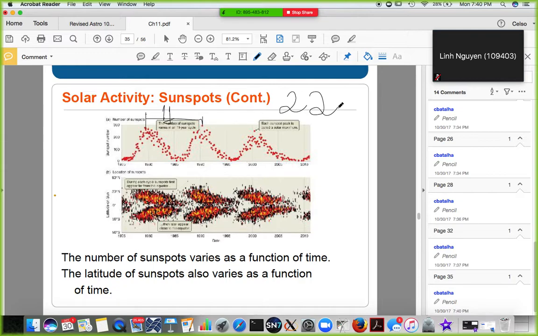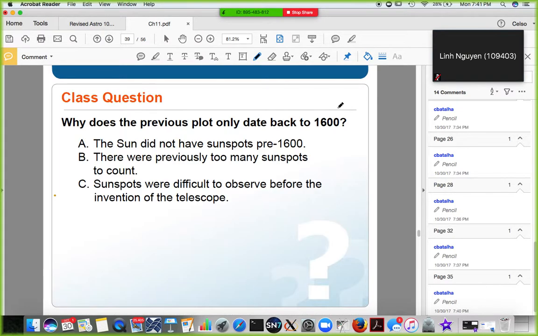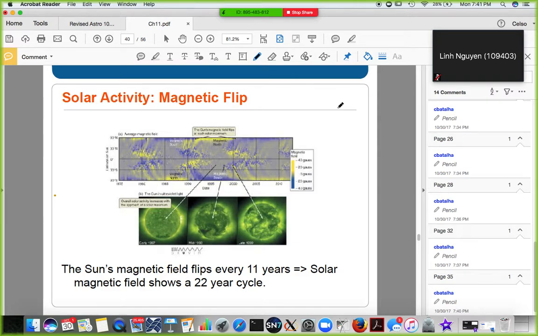So these are the two cycles you should pay attention to as you read your book. The 11-year cycle, which determines the number of spots in the sun, and the 22-year cycle, which is representative of the magnetic cycle of the sun. Okay, and pretty much that's it.